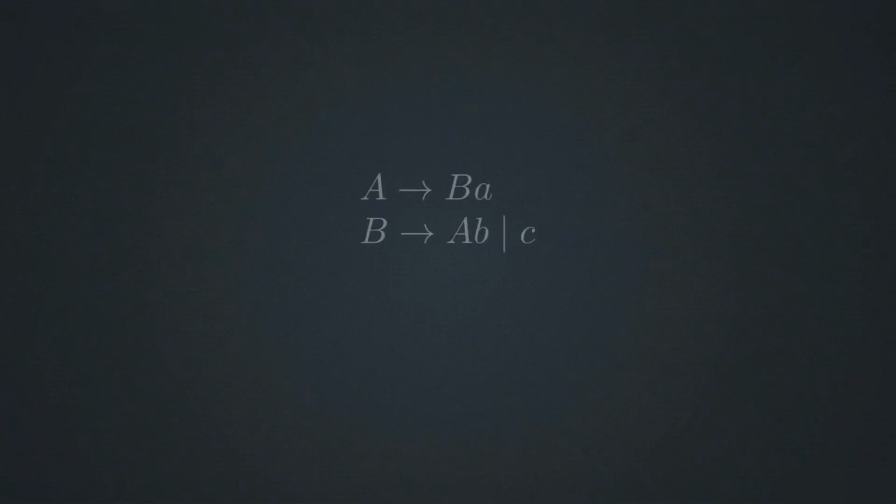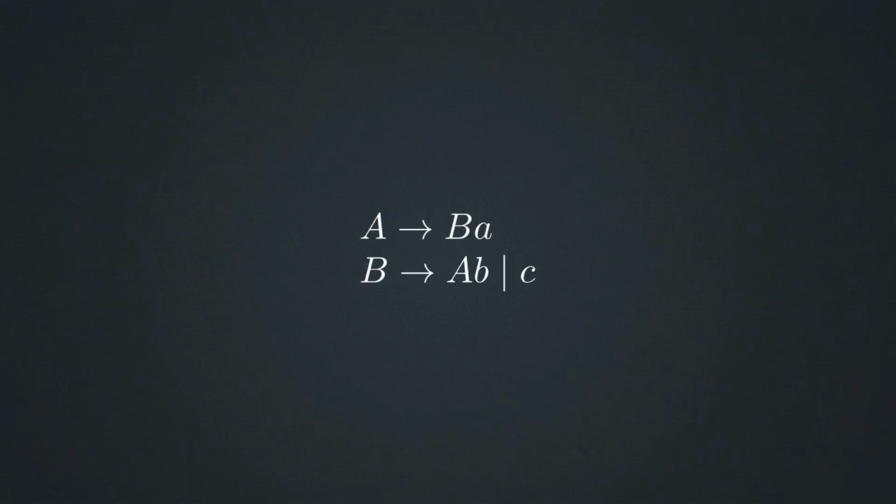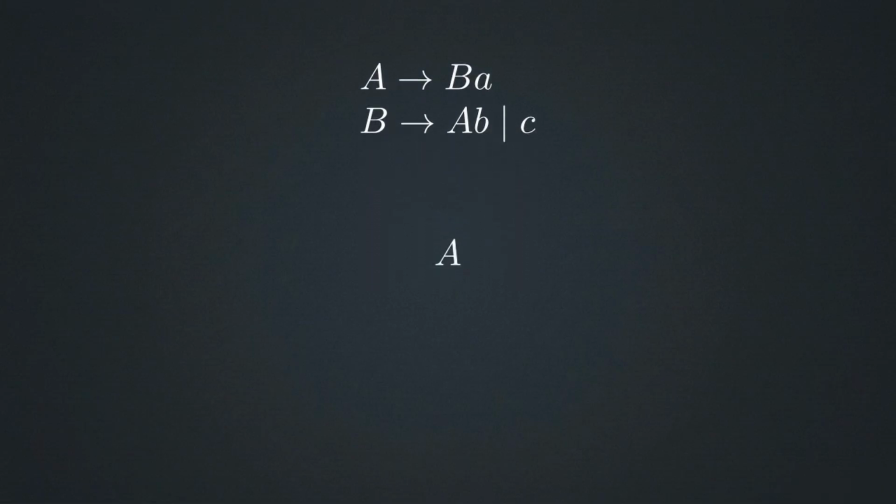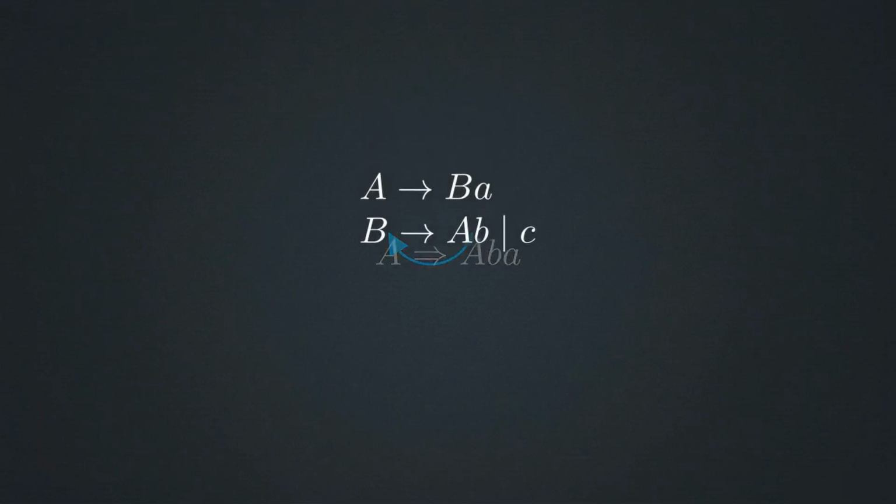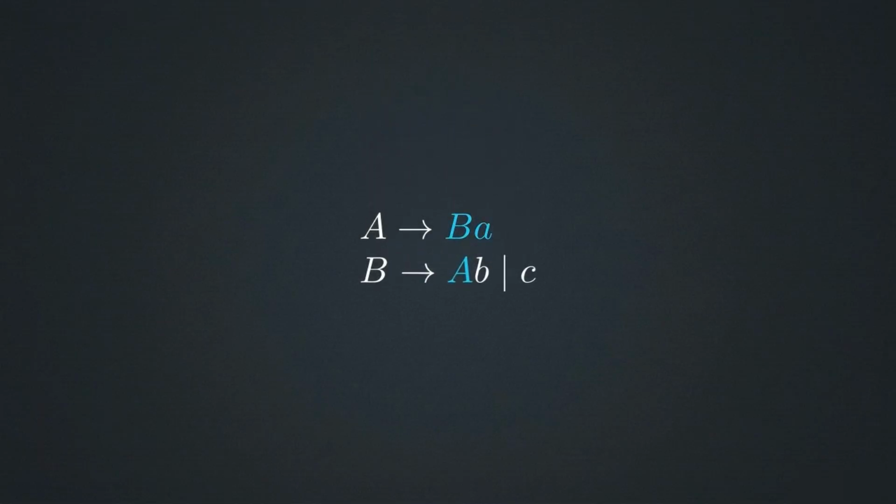Look closely at this two-rule grammar. A produces BA, and B produces AB or C. Because neither non-terminal immediately calls itself, this looks perfectly safe. But watch the expansion. If we expand A into BA, and then substitute B with its own rule, AB, our string becomes ABA. The grammar looped right back to A.